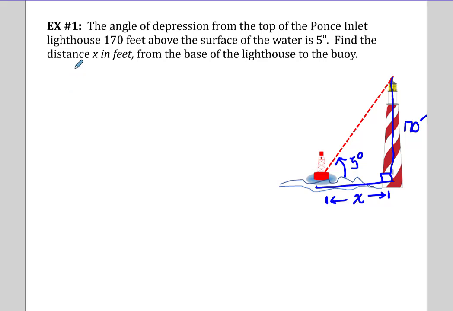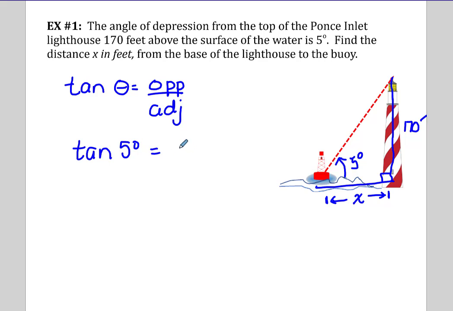And by setting up that ratio that way, we can use the tangent of the angle, which is the opposite side divided by the adjacent side, because we have those missing features that will give us the adjacent side. So we're given that the angle theta is 5 degrees and the opposite side is the height of the lighthouse, that's 170 feet, and we don't know the x value. So we can solve for x by using our calculator and dividing 170 by the tangent of 5 degrees.